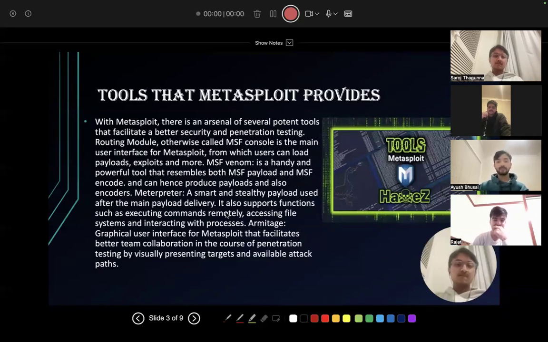MSFvenom is a handy and powerful tool that combines both MSFpayload and MSFencode. It can produce payloads and also encoders. Meterpreter is a smart and stealthy payload used after the main payload delivery. It also supports functions such as executing commands remotely, accessing file systems, and interacting with processes. The other is Armitage, a graphical user interface for Metasploit that facilitates better collaboration in the course of penetration testing by visually presenting targets and available attack paths.